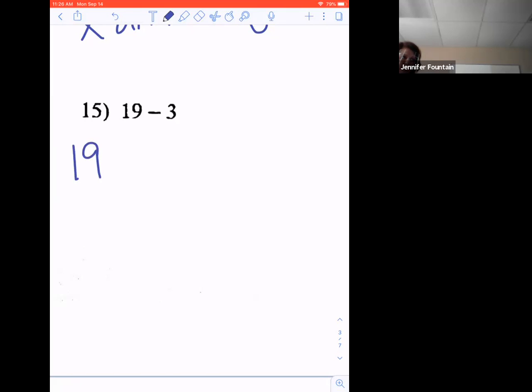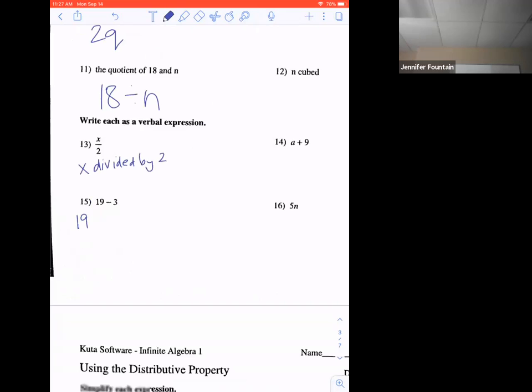You could say the difference of 19 and 3. You could say 19 minus 3. You could say 19 reduced by 3. There's all kinds of different ways that you could say that. Okay? You can choose how you want to say that. You could not say 19 less than 3 because that implies that you're subtracting 19 from 3. But you could write 19 less 3. Okay? So any of those would be acceptable.